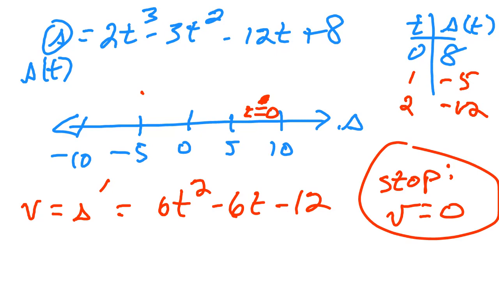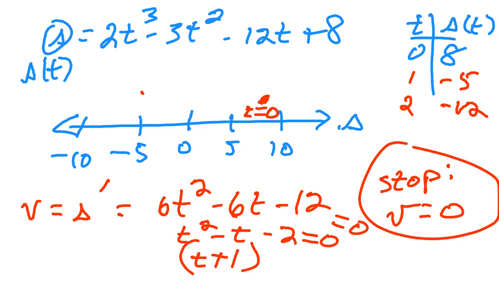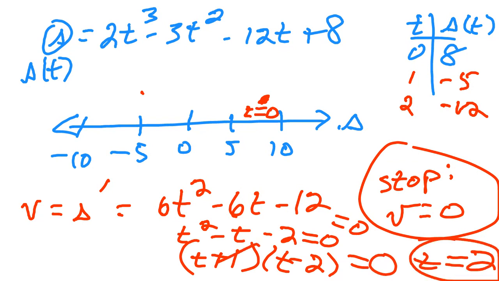I guess I did that too. You can't have a negative time either. I forgot about that, but I had t equals 2. So you did it, but you got to set it equal to 0. So set that equal to 0. Factor out a 6, and you got t squared minus t minus 2 equals 0. So factor that: t minus 2 equals 0. So t equals 2 is all you need, because that one can't have negative time.